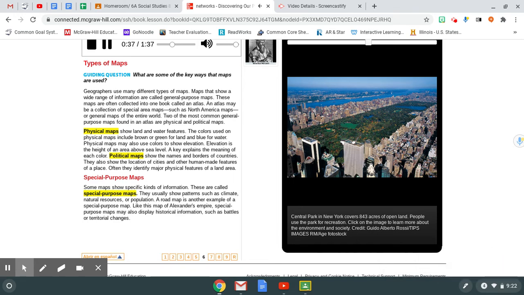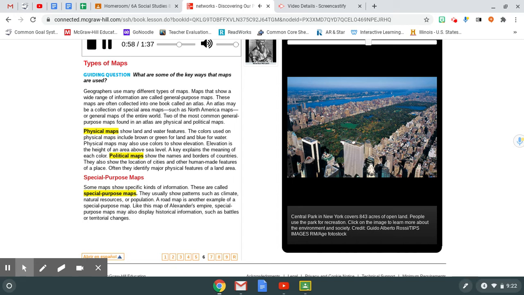Physical maps show land and water features. The colors used on physical maps include brown or green for land and blue for water. Physical maps may also use colors to show elevation. Elevation is the height of an area above sea level. A key explains the meaning of each color.